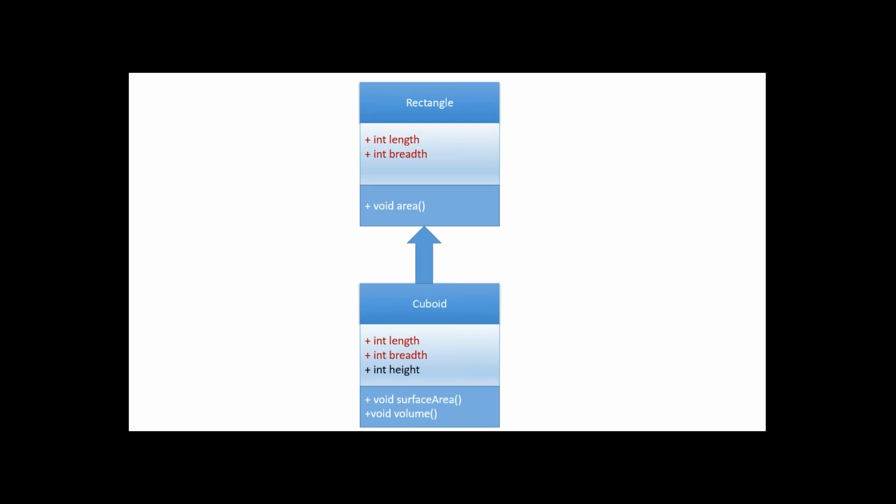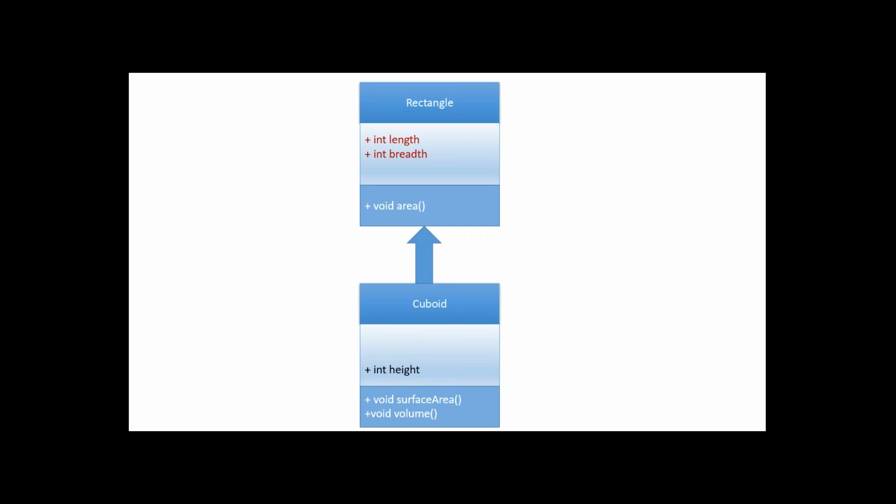So what we do is you inherit the cuboid class from the rectangle class. When you're inheriting the cuboid class from the rectangle class, you avoid rewriting the code. Don't write the duplicate code again.